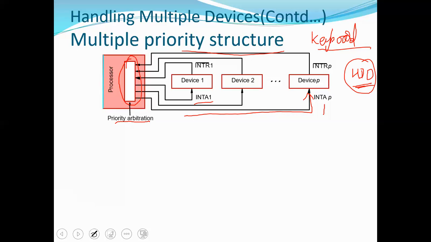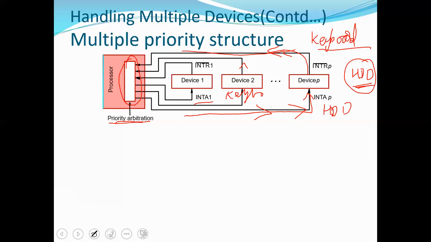Now suppose this is the hard disk and this is the keyboard. If a request is sent from the keyboard and the hard disk, the priority arbitration circuit, whether it is nesting or a request at the same time, checks which device has a higher priority and the acknowledgement is sent to that device. The hard disk gets the acknowledgement and hence the transfer of data takes place between the hard disk and the processor.